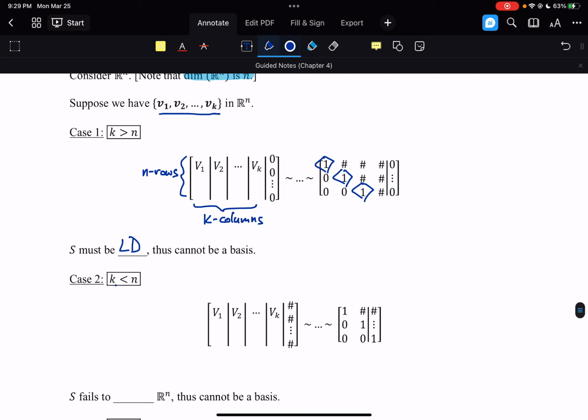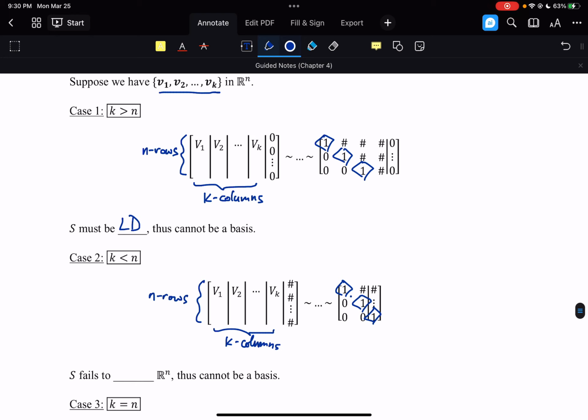If the number of vectors you have is less than the dimension, so we have, again, k columns and n rows. But in this case, n is the larger number. We get our pivots, but then we run out of columns to keep putting those pivots into. And so if we have it set equal to numerical values, we end up getting a 1 in the augmented column here with zeros in the coefficient matrix, which means that we cannot have a unique solution to that system. Now, if this was a zero, then that's not a problem because you have an all zero row. But if it's a number like this, then that means that S fails to span Rn and thus cannot be a basis.